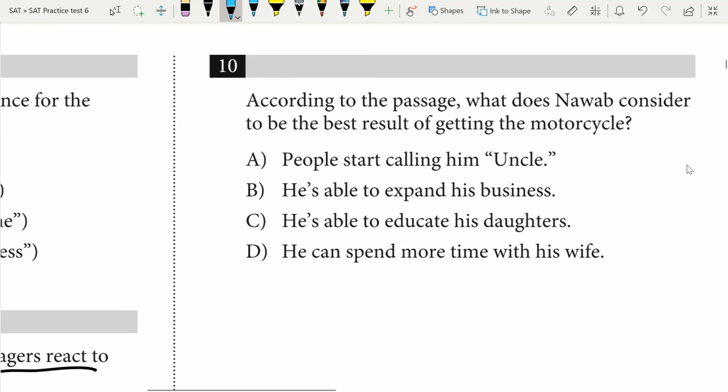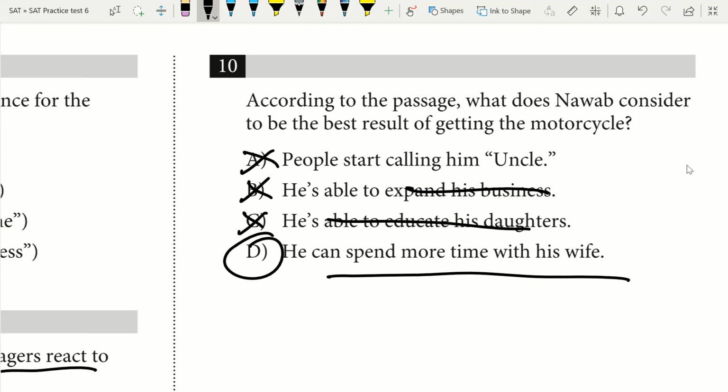Yep. Okay, so that's going to be, let me look at my choices. Not A. A says people starting to call him uncle. That's wrong. B. Expanding his business. That's wrong. C. Educating his daughters. No. D. Spending more time with his wife. Yes, D is our correct answer for 10.